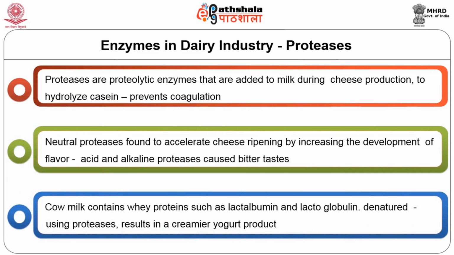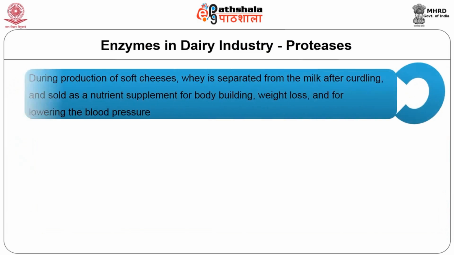Cow milk also contains whey proteins such as lactalbumin and lactoglobulin. The denaturation of these whey proteins using proteases results in a creamier yogurt product. Destruction of whey proteins is also essential for cheese production. During production of soft cheeses, whey is separated from the milk after curdling and may be sold as a nutrient supplement for bodybuilding, weight loss and for lowering the blood pressure.